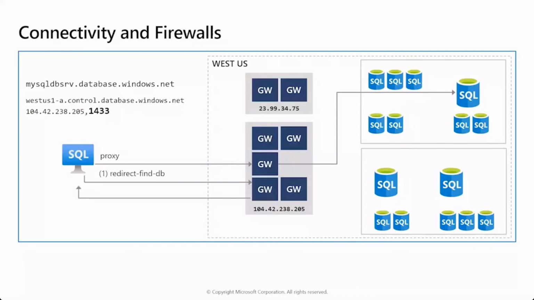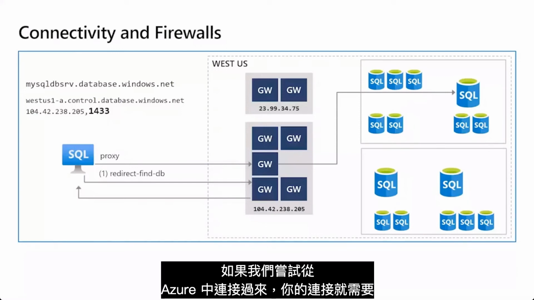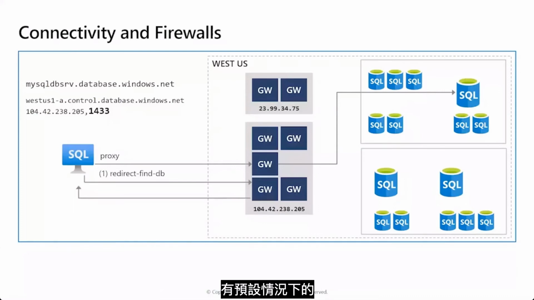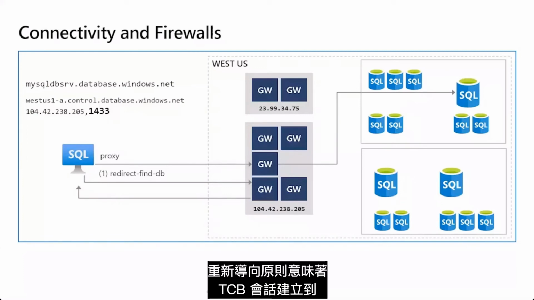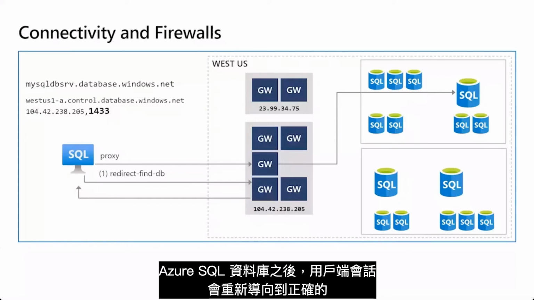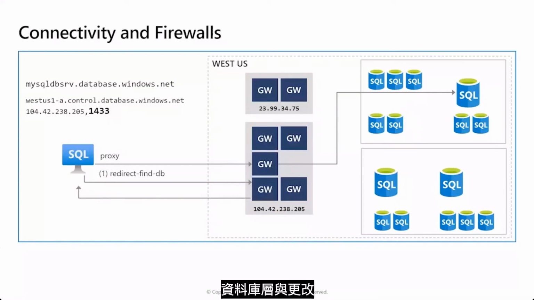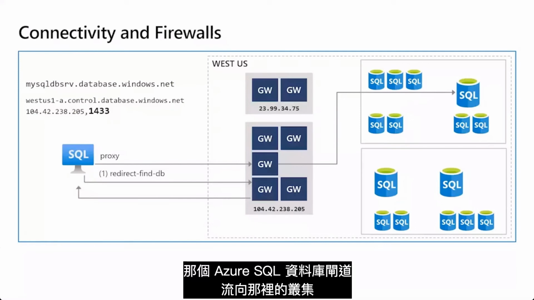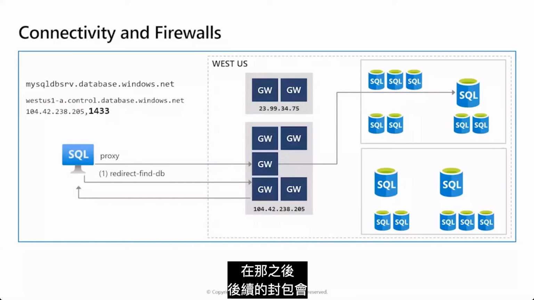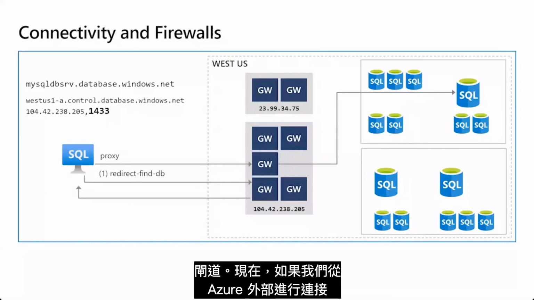corporate firewall. If we're trying to connect from within Azure, your connections need to have a connection policy of redirect by default. So a policy of redirect means that after the TCP session is established to the Azure SQL database, the client session is then redirected to the right database tier with a change to the direction to the destination virtual IP from that of the Azure SQL database gateway to that of the cluster. And then after that, subsequent packet flows will be directed to the cluster, bypassing the Azure database gateway.